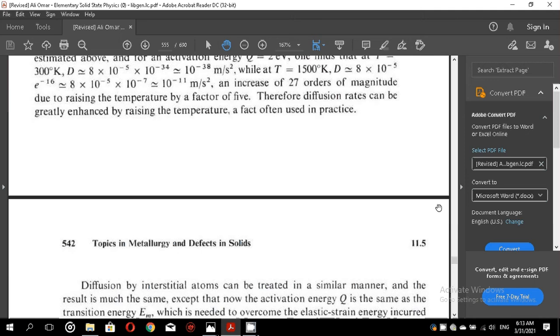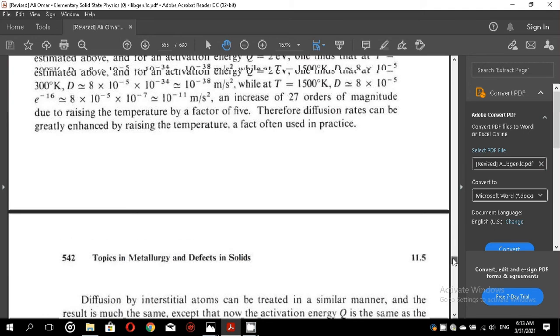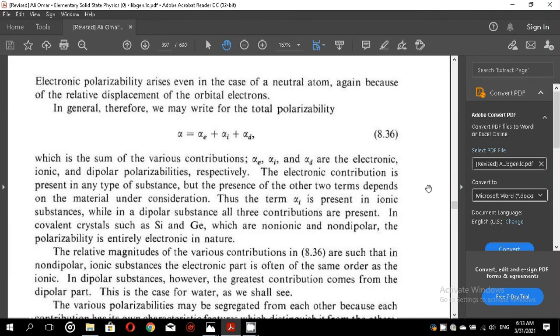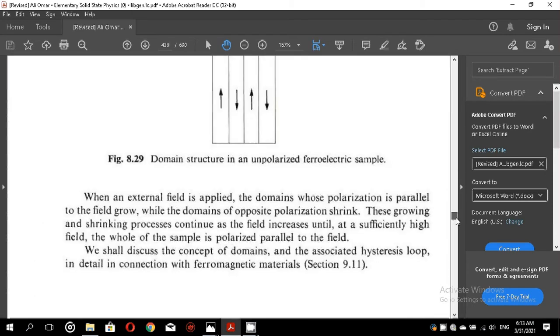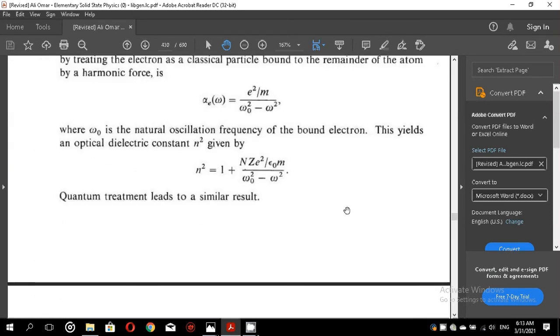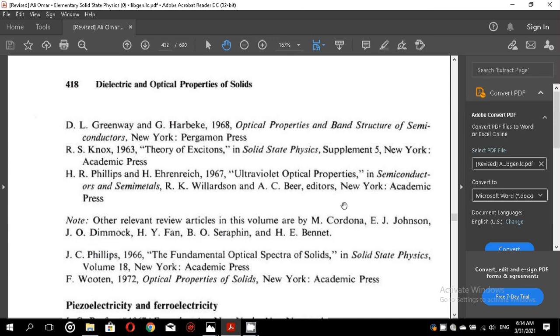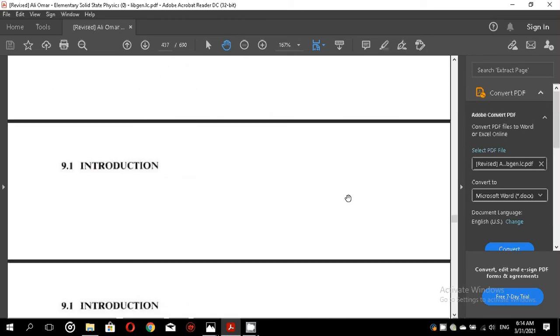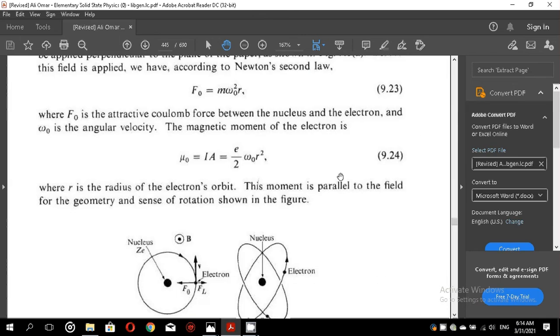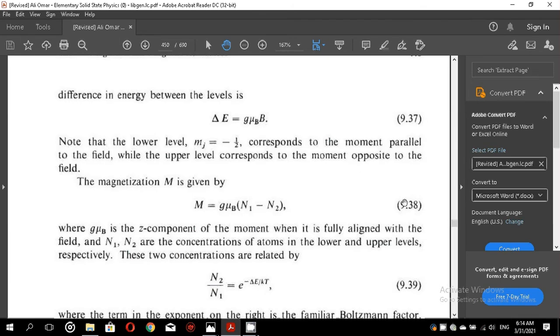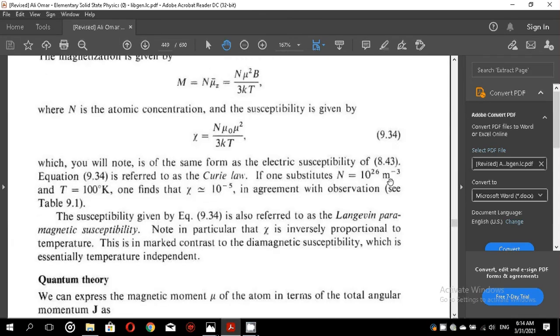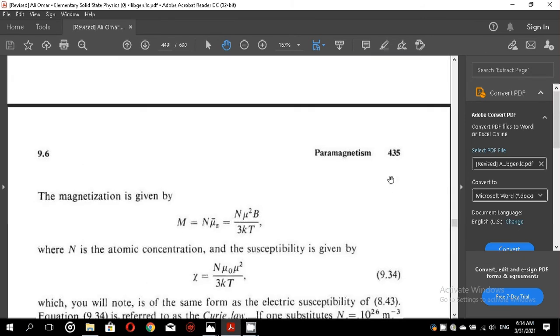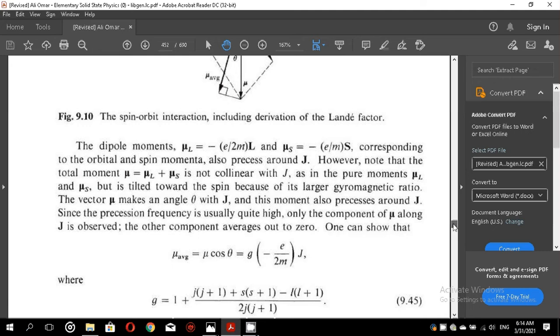This is 542. We have crossed that portion. Let me go back and go to page number 487. This is 419. So I will go there quickly to page 487. A little bit more.